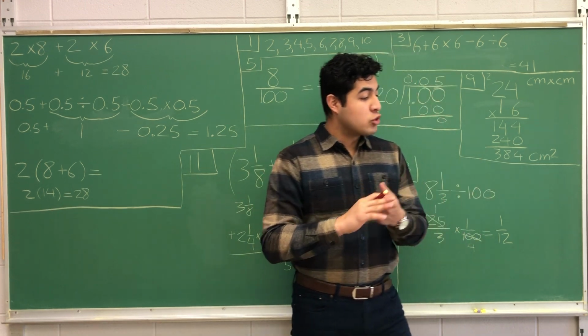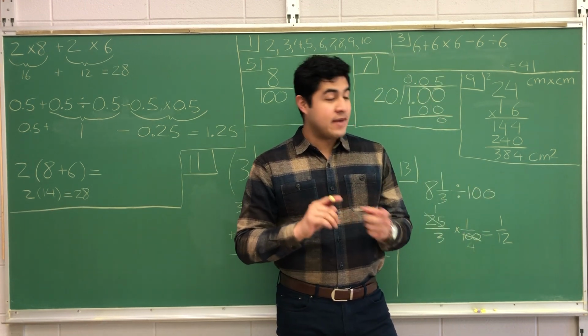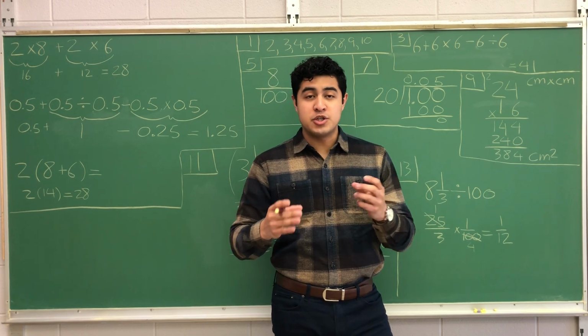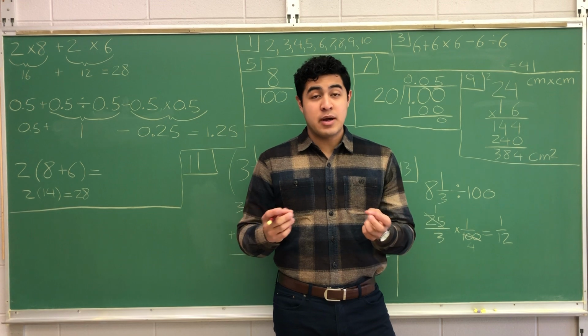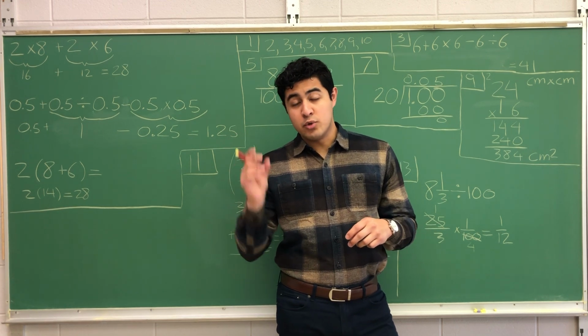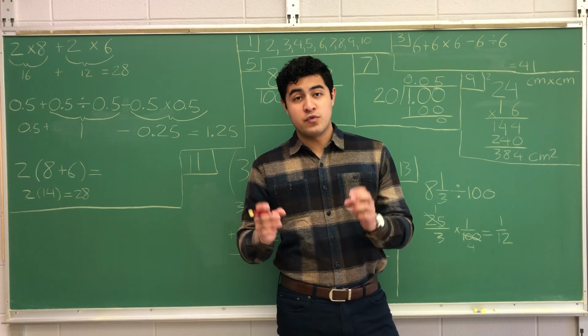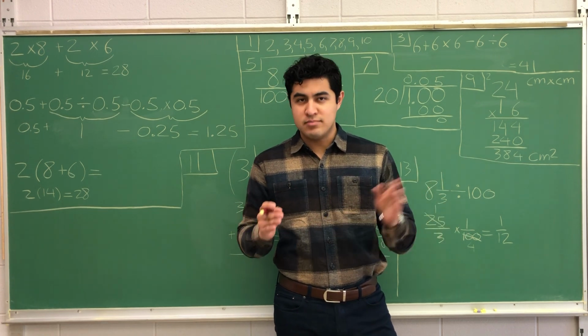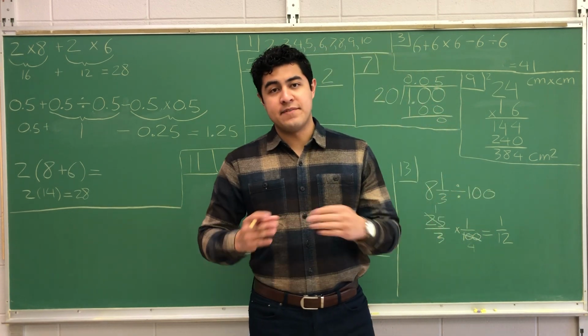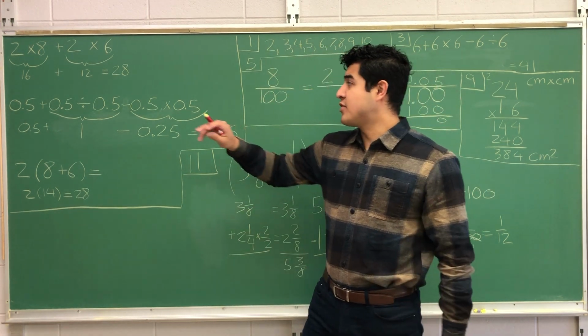Second, multiply and divide from left to right. So say you have a problem with no parentheses, but you have a multiplication, a division, an addition, and a subtraction. Before you solve anything, you need to do the multiplication and division first in order from left to right, the same way you read. And then lastly, add and subtract in order from left to right. So let's go ahead and look at some of these examples.